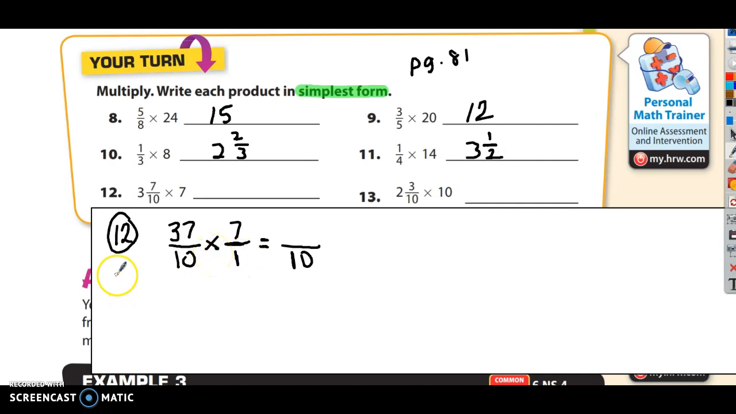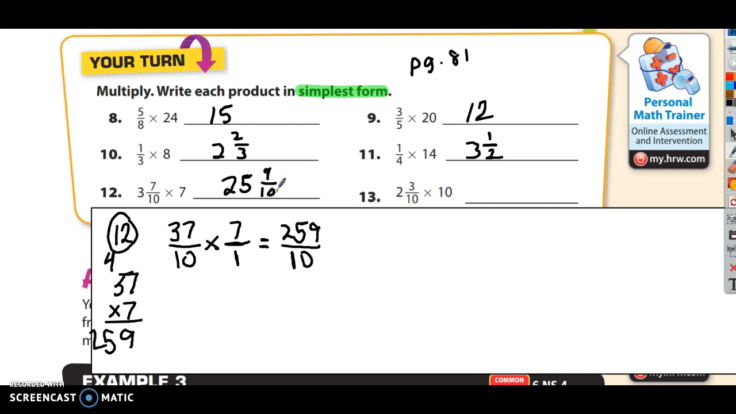10 times 1 is 10. Now I just need to do 37 times 7. And that's super messy, so I need to clean that up. 7 times 7 is 49. 7 times 3 is 21, plus 4 is 25, so I get 259. 259 over 10, and that's a lot easier to deal with than you actually think. 10 goes into 259 25 times, with 9 left over, so it's 25 and 9 tenths.